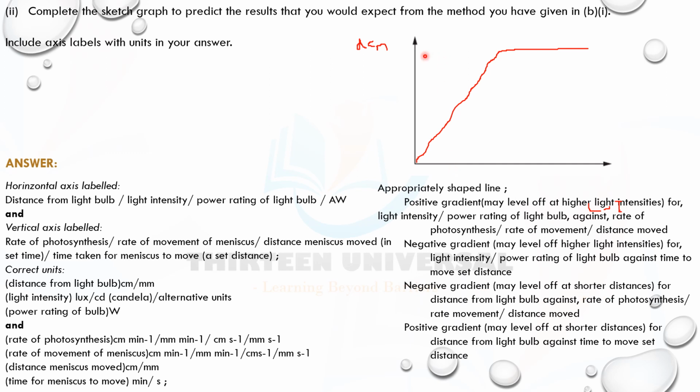So somewhere here, it levels off. If we're using distance moved, a distance from the setup, against rate of photosynthesis, remember that as distance increases from the setup, this is going to decrease. But if you're using light intensity, it's going to increase. But when it reaches a particular point, it will still level off. Positive gradient may level off at shorter distances for sure, distance from bulb.